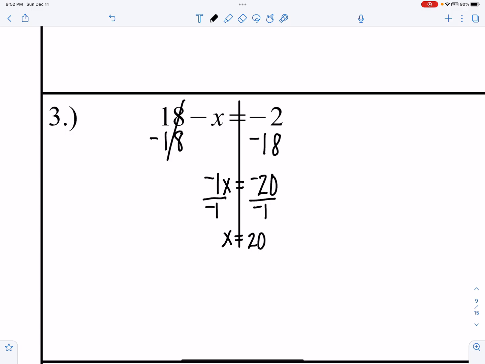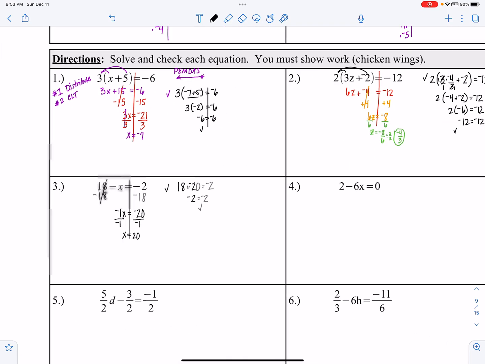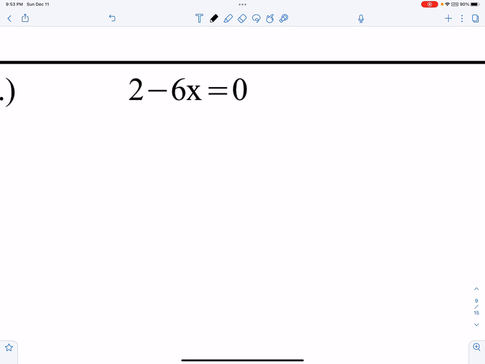Okay, let's go ahead and do our check now. We're going to plug everything back in. So we have 18 minus x, which was 20, equals negative 2, and this is a nice easy one to solve. If I KFC that, we can see that we have negative 2 equals negative 2, and that checks out just perfectly.